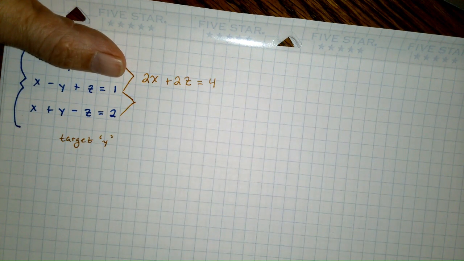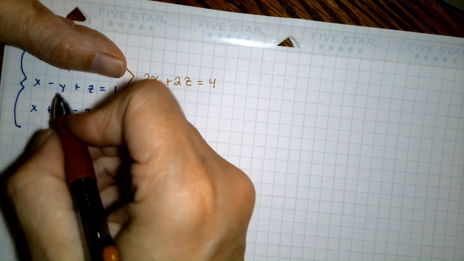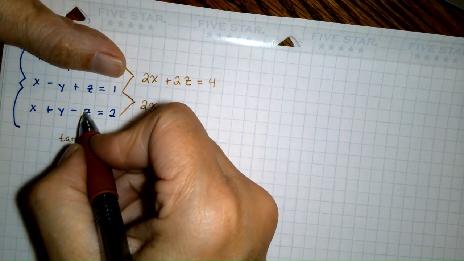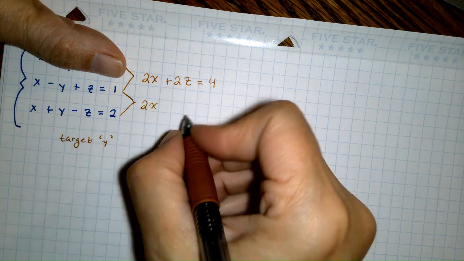Okay, we've got to finish round one of our tournament here. 1x plus 1x is 2x. Minus y plus y zeroes out. Plus z and minus z also zeroes out. And 1 plus 2 is 3.